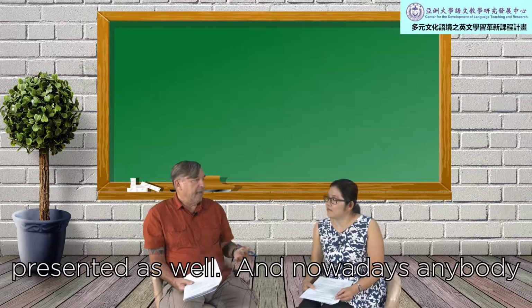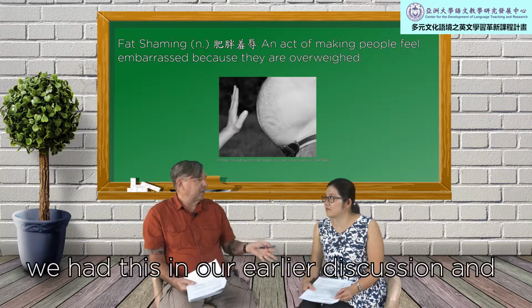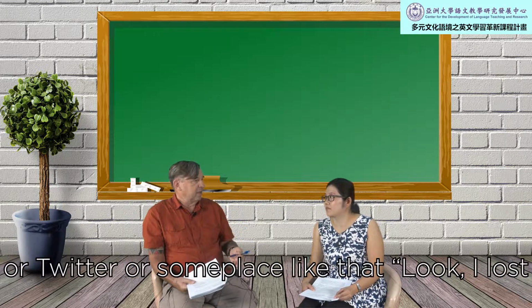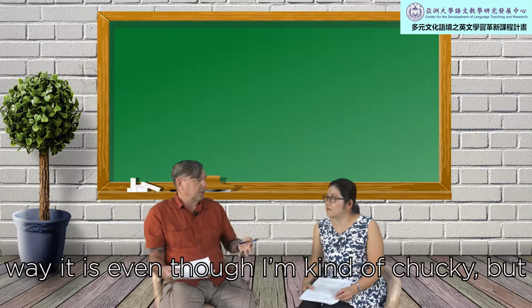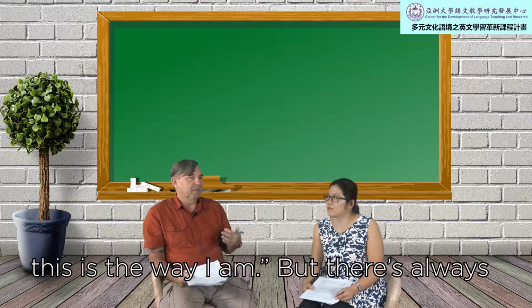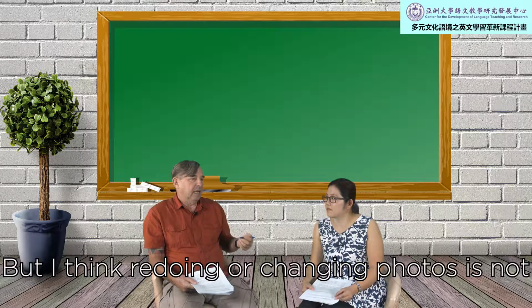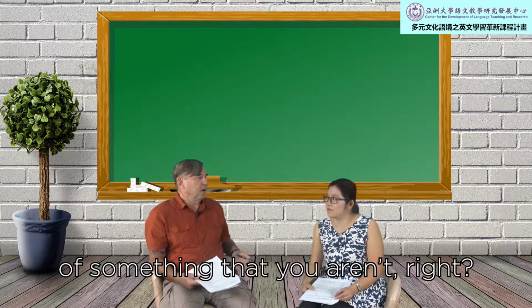And nowadays, anybody can change any photo, and we see this with fat shaming and things like that. We had that in an earlier discussion, about how people will post on Instagram or Twitter or someplace like that, and say look, I lost all this weight, or I'm proud of my body the way it is, even though I'm kind of chunky, but this is the way I am. But there's always haters out there, no matter what you do. But I think that retouching photos is not really fair. I mean, you're creating an image of something that you aren't, right?